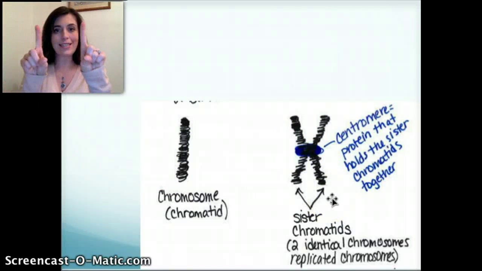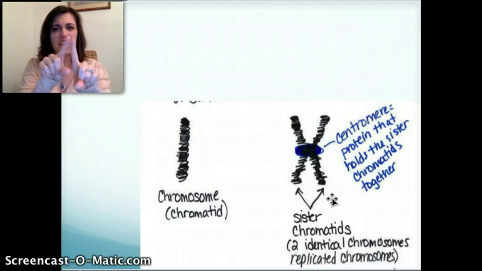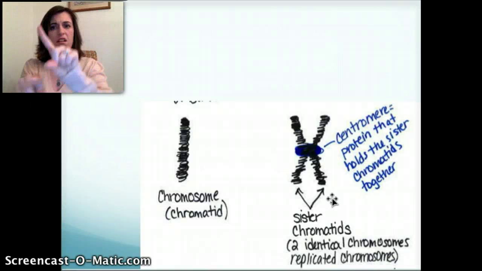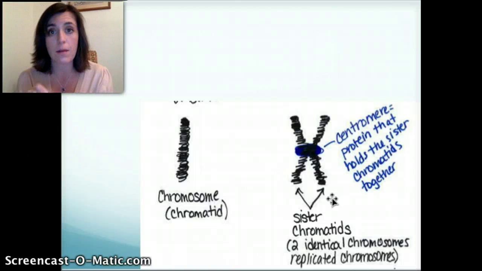Now we've got two identical chromosomes here. But if we want to make sure that they split up evenly, and that the same duplicate doesn't go on one side and then the other, we've got to keep them together so that we can organize them. And this really cool thing called a centromere comes into play here.